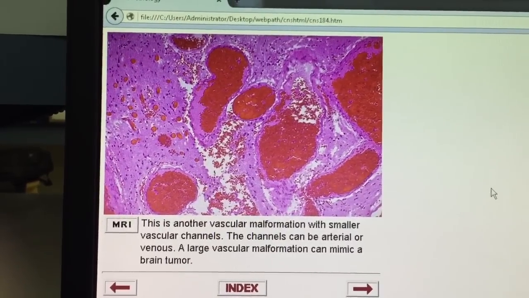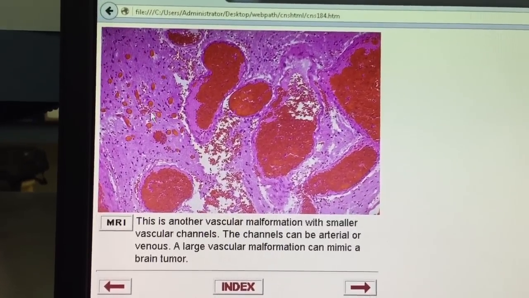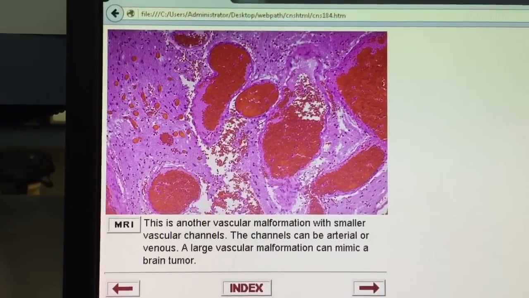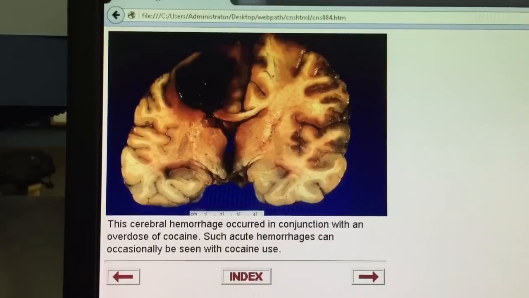Another picture of vascular malformation, but here we have a small blood vessel, not only the largest one. Again, it is called vascular malformation.